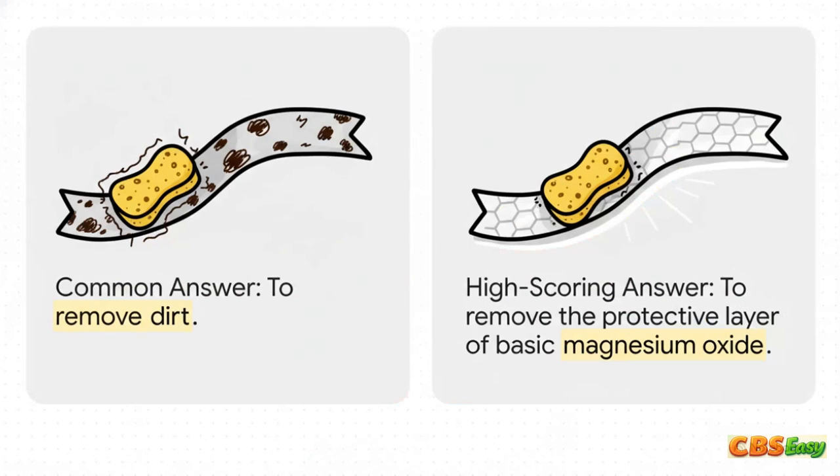Okay, this is where we separate the good answers from the perfect score answers. A lot of students will write "to remove dirt." And hey, that's not exactly wrong, but it's vague. The high-scoring answer, the one that makes the examiner nod and give you full marks, is this: to remove the protective layer of basic magnesium oxide. See the difference? It's specific, it uses the correct chemical term, and it shows you know exactly what's going on. That right there is a 100-scoring answer.